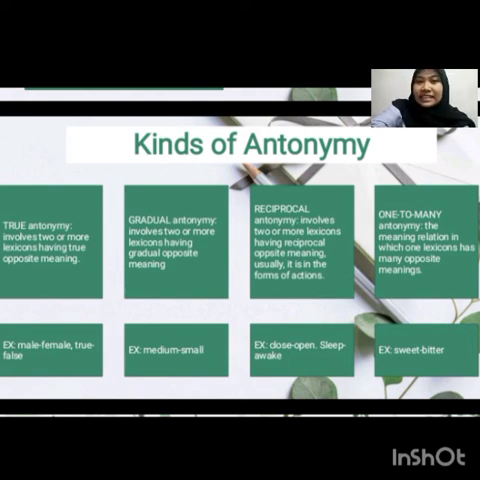The last is one-to-many antonymy. One-to-many antonymy is the meaning relation in which one lexicon has many opposite meanings. The example is sweet, bitter.